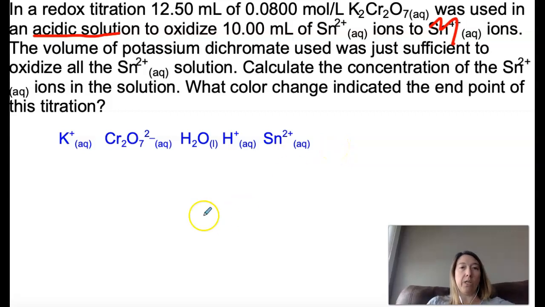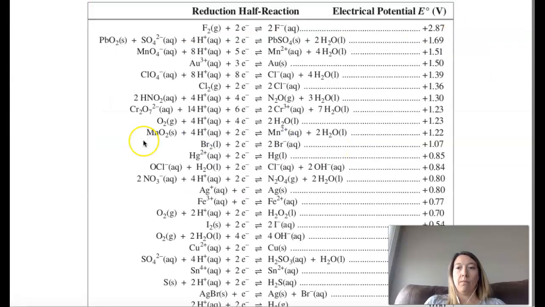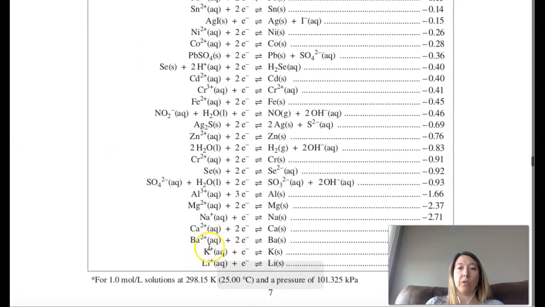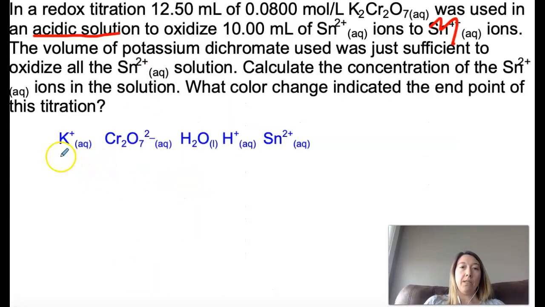So now we are going to go to our data booklet and we're going to determine what's an OA and what's an RA. The first thing we listed was a potassium ion. A potassium ion is over here on this side. Remember we said everything on the left side of our data table was an OA? So that means this is an OA. Okay, next thing we need to find is this dichromate ion.